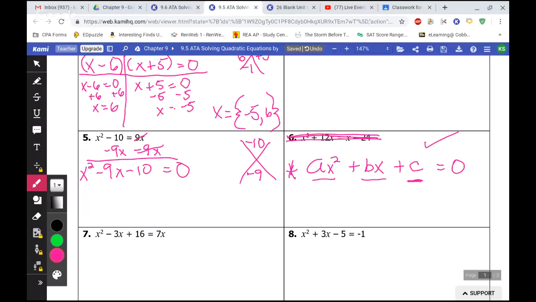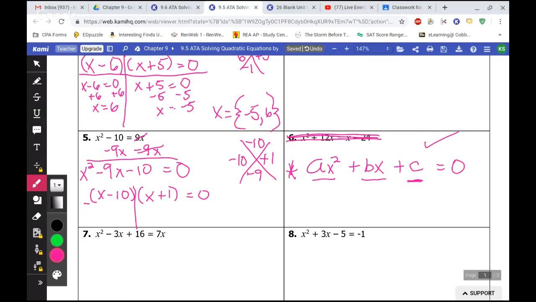So two factors that multiply together to give you a -10, that when you combine them give you a -9. That would be -10 and +1. Because -10 times +1 gives me a -10. And then when I add those two together, they give me a -9. So my two factors are x minus 10, x plus 1 equals 0.